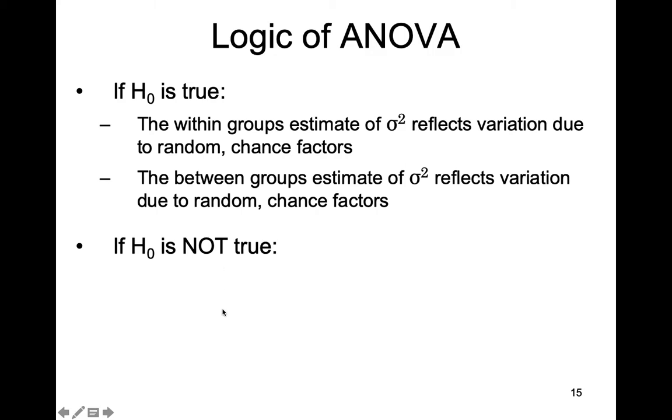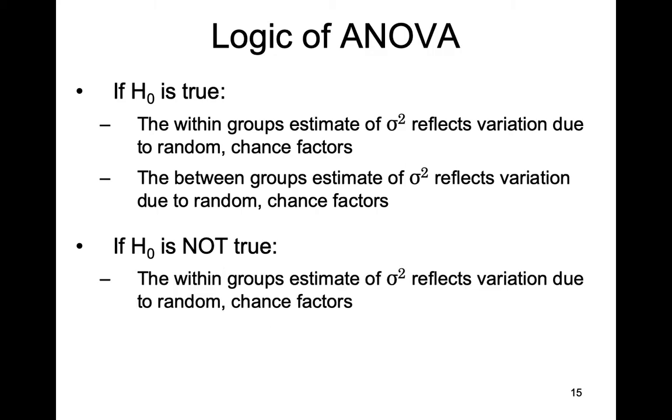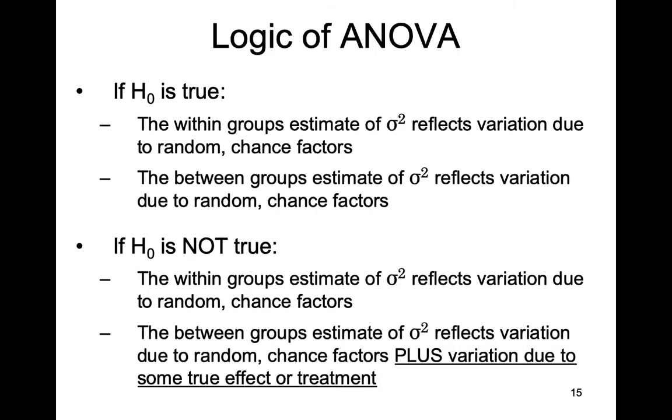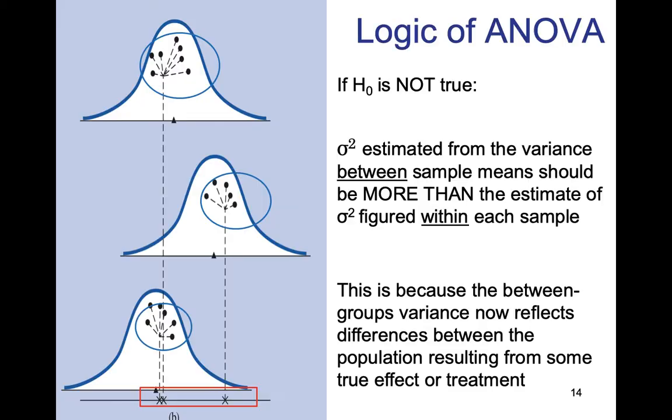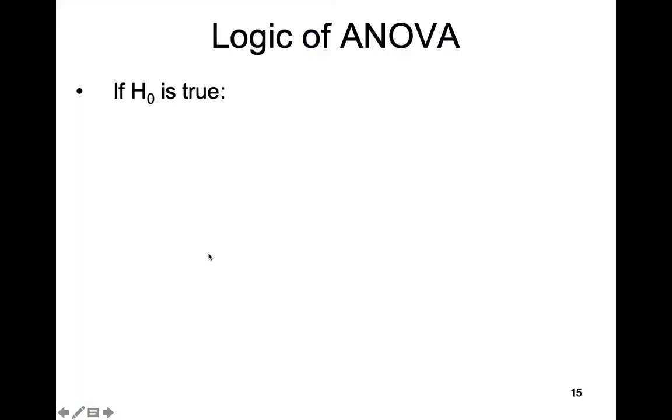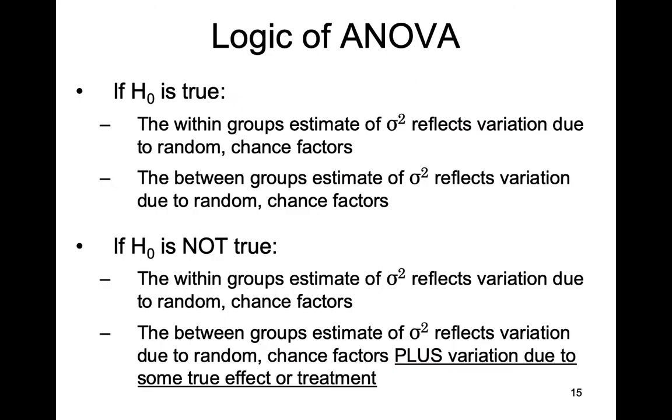However, if the null hypothesis is not true, the within groups estimate of population variance still reflects variation due to random chance factors. However, the between groups estimate of population variance still reflects this variation due to random chance factors plus variation that is due to some true effect or treatment. Okay, here are all the animations again. If the null hypothesis is not true, the between groups estimate of variance will reflect some true effect or some true difference. All right. So that's the only thing that's different.